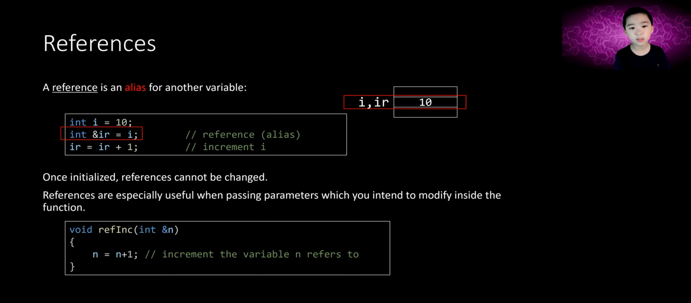So regardless of whether you modify the value of IR or I, you modify the single piece of data in memory. But there's one thing you need to pay attention to: once a reference is associated with a variable, it cannot be assigned to another variable. That's because you already gave an alias to the variable, and you can't give the same alias to anything else. This feature comes in handy when you pass a variable as a parameter to a function, where you can modify the variable's value inside the function, instead of just modifying a local copy of it.